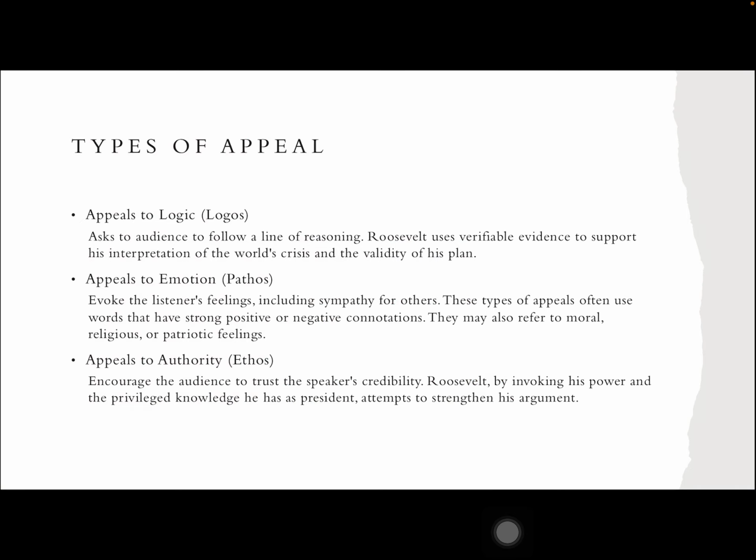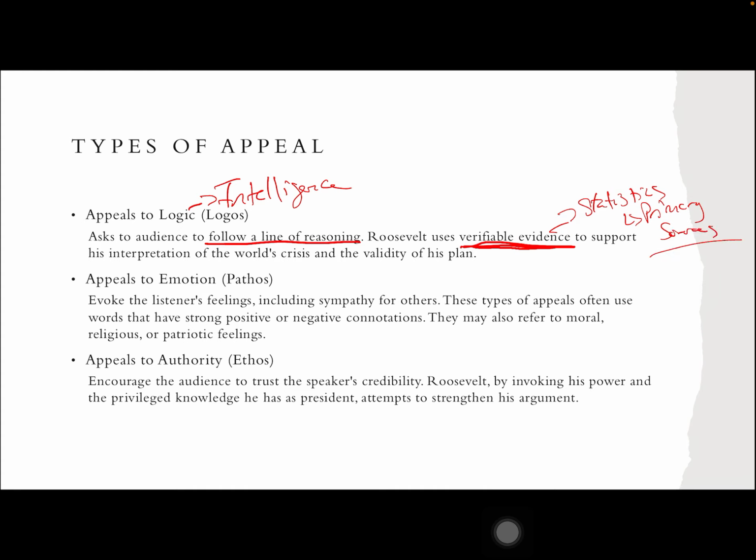So with ethos, pathos, and logos, we're talking about three different types of appeal, right? Logos is the appeal to logic or intelligence, right? Can somebody follow your evidence and come to the same conclusion that you came to? We want to follow a line of reasoning, and really want to think about this with verifiable evidence, so things like statistics or primary sources. If we're using this type of evidence, we can lead the reader to have a special thought, right?